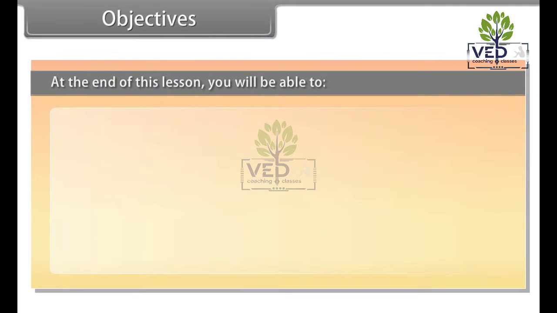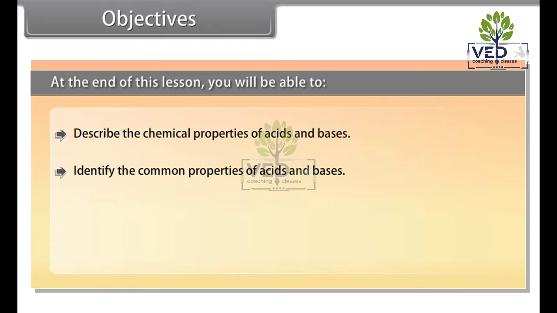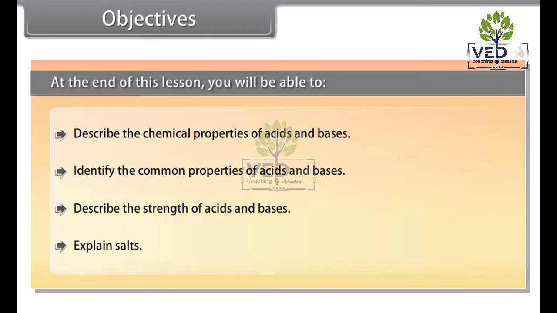Objectives. At the end of this lesson, you will be able to describe the chemical properties of acids and bases, identify the common properties of acids and bases, describe the strength of acids and bases, and explain salts.